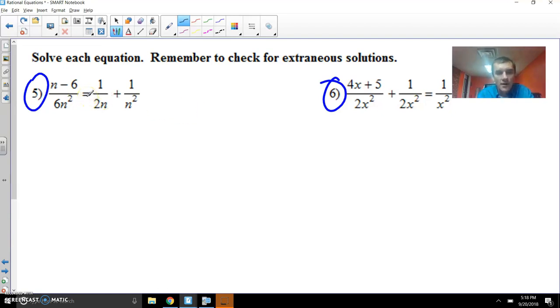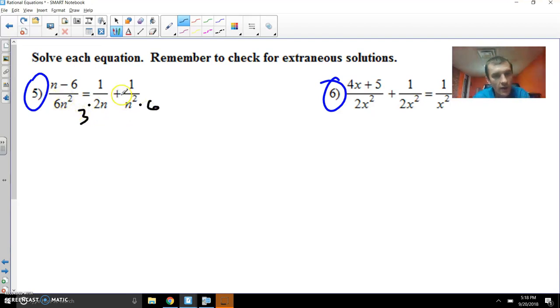So I'm trying to get my denominators the same. This has got a 6, this has got a 2, and this has got a 1. So it looks like my greatest common multiple would be 6. I can multiply this one by 3. And if this is a 1 right here, I can multiply by 6.